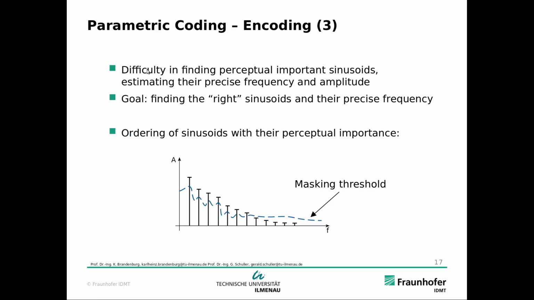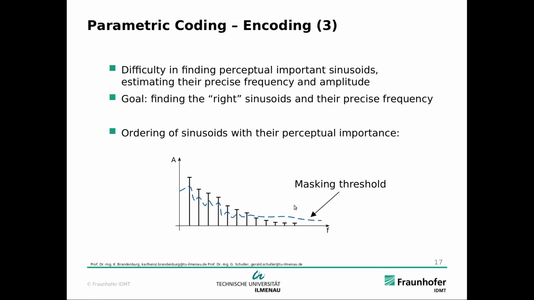Yeah, it is difficult to find perceptually important sinusoids and estimate their precise frequency and amplitude. If you have a mix of sinusoids, to begin with, you don't really know which are audible and which are not, or which are important and which are less. So the goal here is to find the right sinusoids and their precise frequency. And we do that by ordering the sinusoids by their perceptual importance, and we use the masking threshold for it.